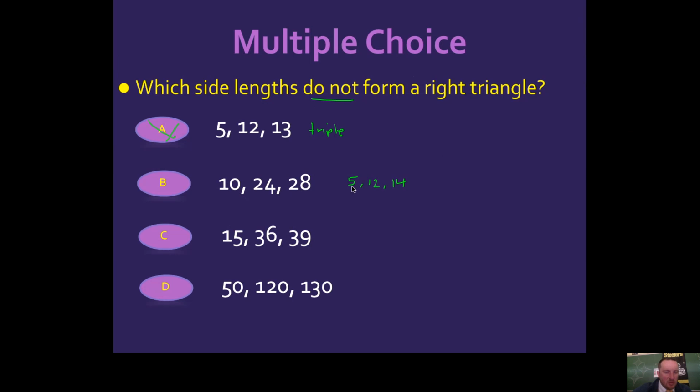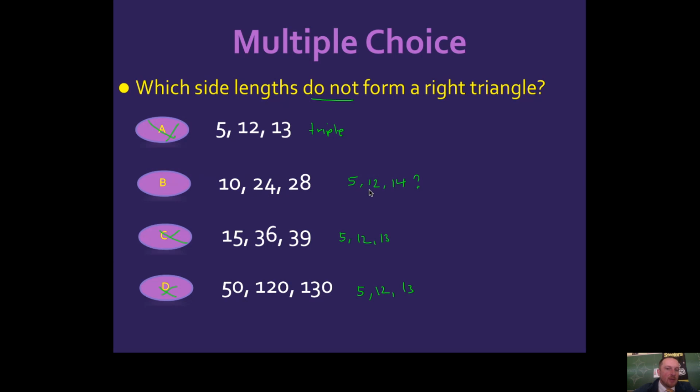5, 12, 13 is a triple. What about 5, 12, 14? Is that a triple? I don't know. 15, 36, 39. If I divide those all by 3, I get the same triple that I had in option A, 5, 12, 13. This is a triple. It's a multiple of 3. That makes a right triangle. Likewise, this guy is a triple. 5, 12, 13 times 10 gives you 50, 120, 130. That's a right triangle too.